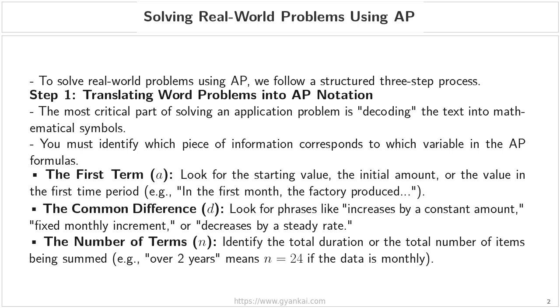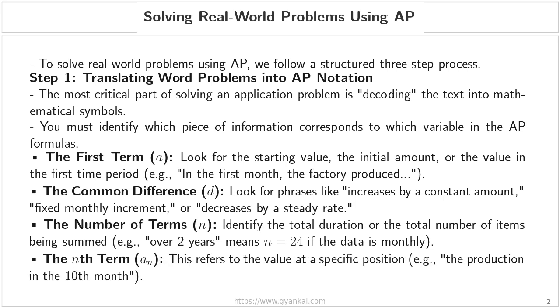Then we have the number of terms, which we call n. This represents the total duration or the total number of items you are summing up. Be very careful here. If a problem mentions a duration of 2 years, but the production is measured monthly, you must convert that to 24 months so that n equals 24.